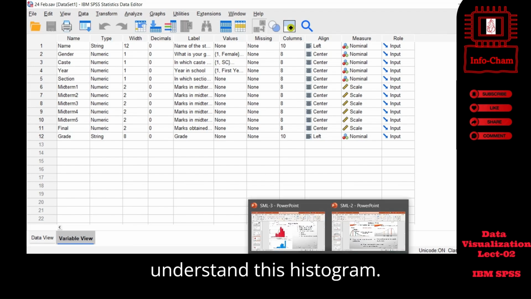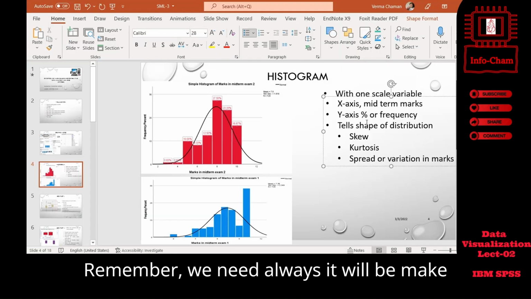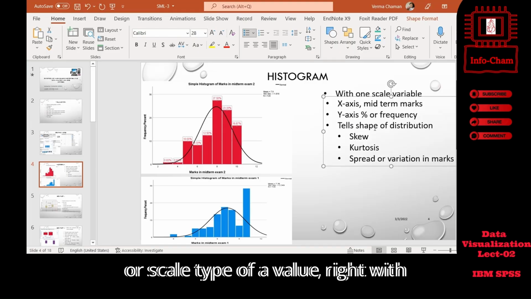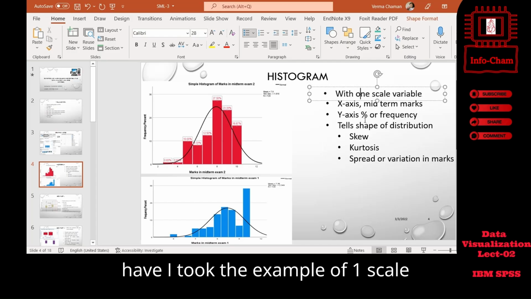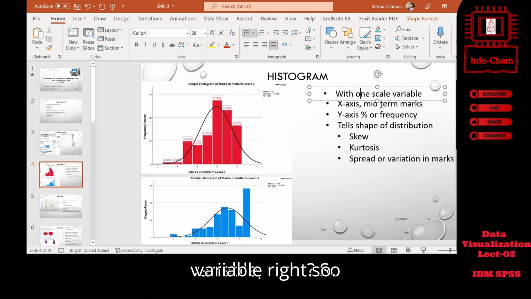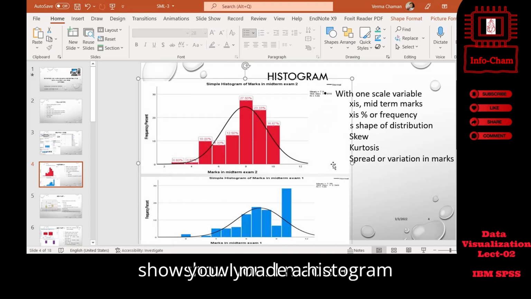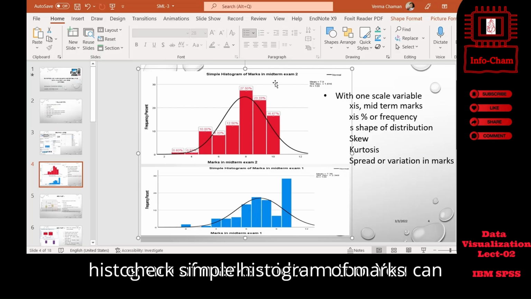Now please try to understand this histogram. Remember, it is always made with the help of a scale type of variable, with one scale variable. In this example, I took one scale variable on the x-axis, midterm marks. Here in this example, I want to show you I made a histogram. Here is the way you can check a simple histogram of marks, midterm 2.